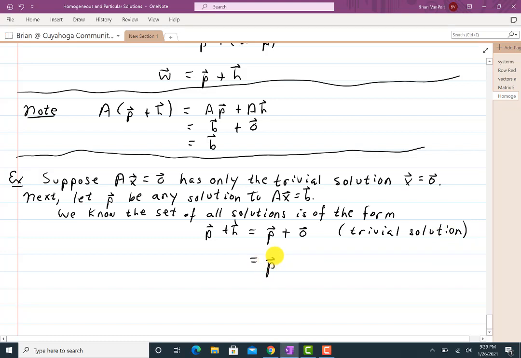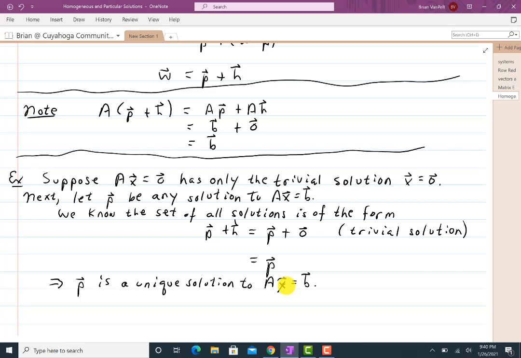But that then equals the single vector P. What that means is that P is a unique solution to AX equals B. So if you can get a unique solution, or the only solution being the trivial solution to this, then AX equals B will have a unique solution. So we won't have an infinite number of solutions. It'll not only be consistent, but have one and only one solution.